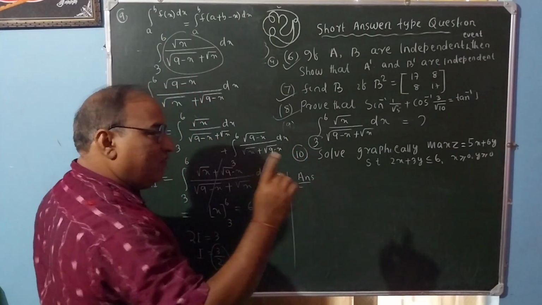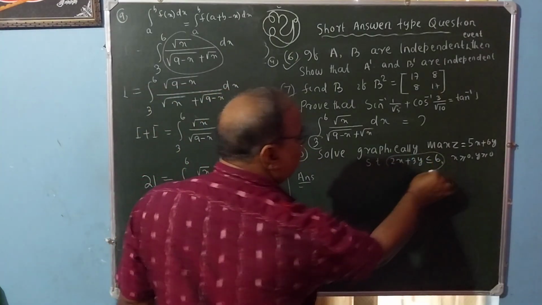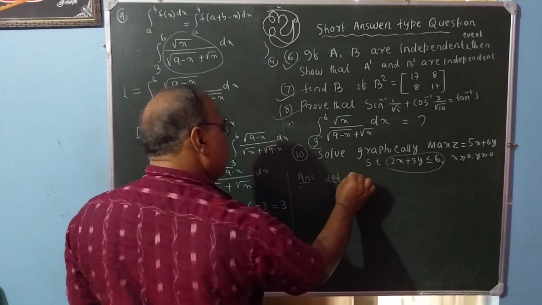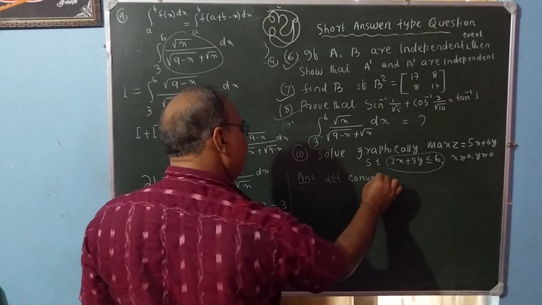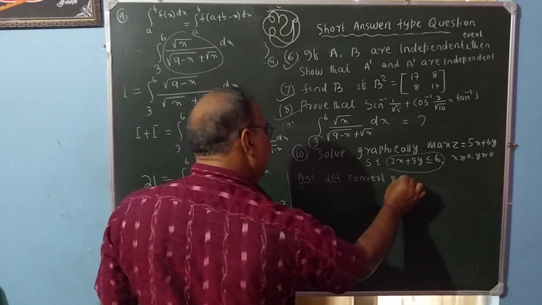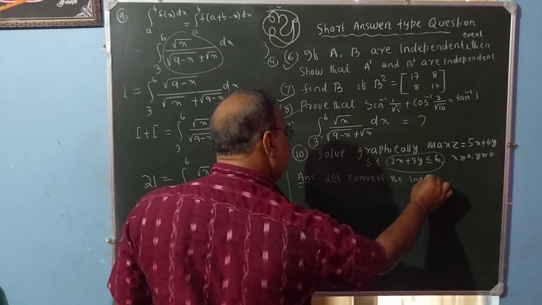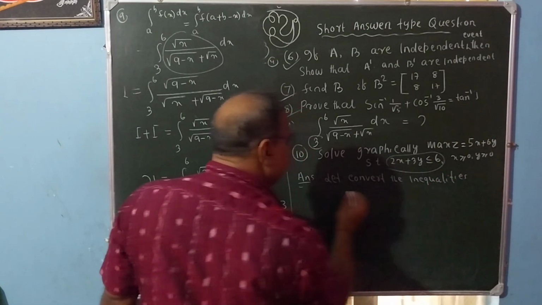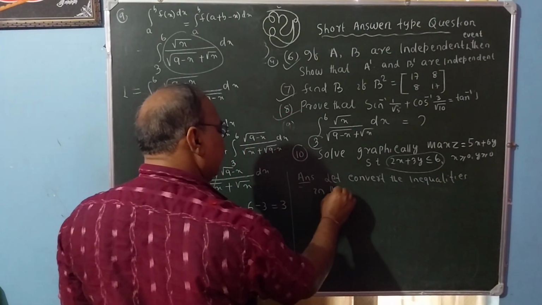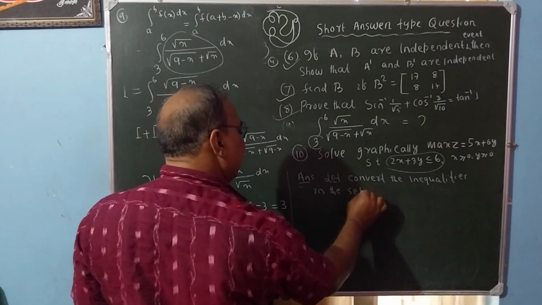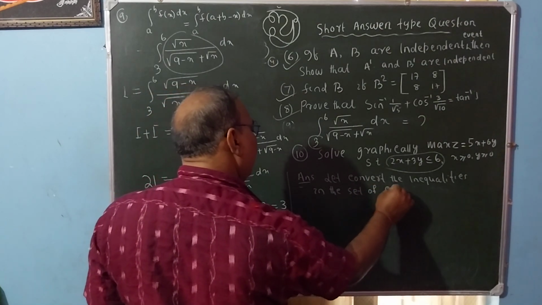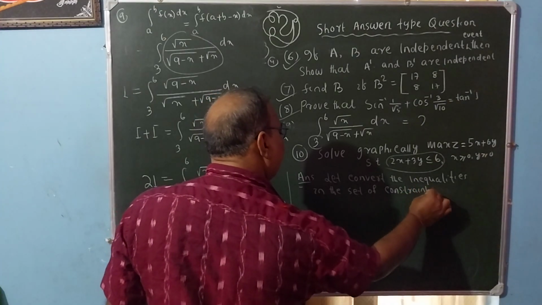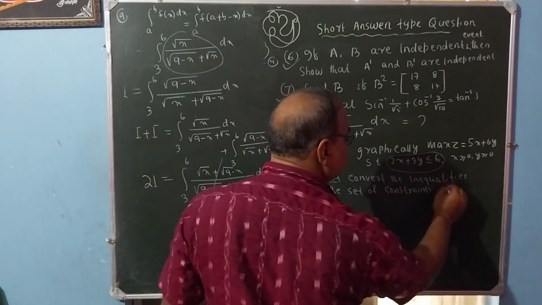Step 1. Convert the inequalities in the set of constraints into equalities. Write down: convert the inequalities in the set of constraints into equalities.